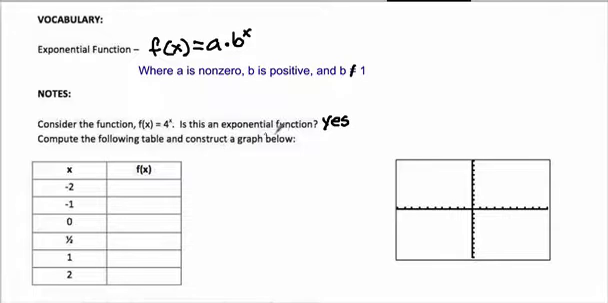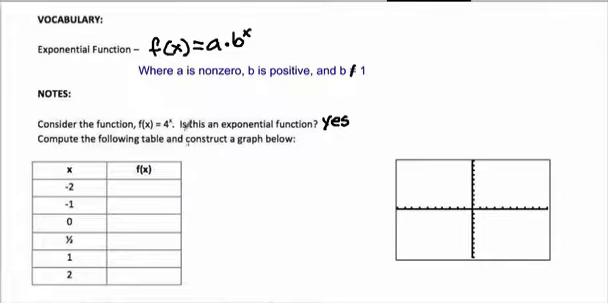Compute the following table and construct a graph. So we want to see what this looks like. So we're going to create a table. That's always a way that we can graph something, is to create a table, but there are going to be shortcuts. So we want to be able to use those shortcuts as well.